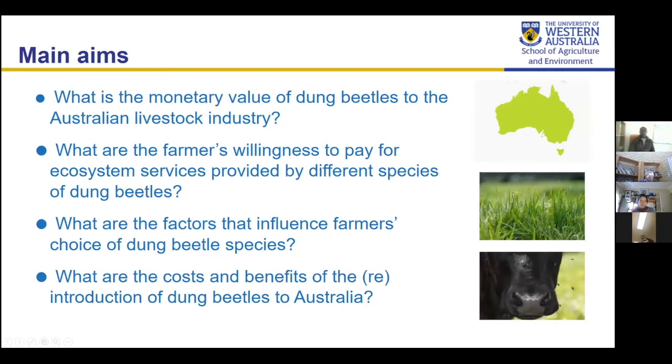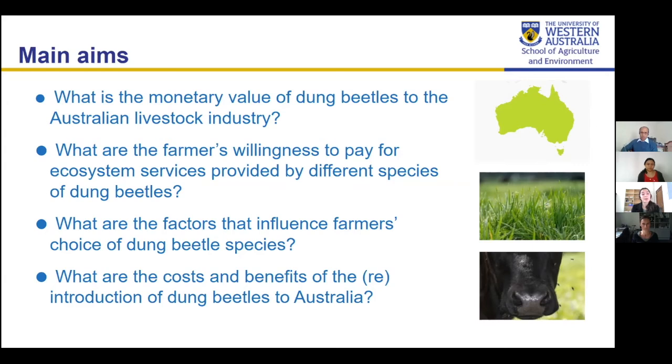There are four main aims. The main aim is: what is the monetary valuation of dung beetles to the Australian livestock industry? The second and third come along together: what are farmers' willingness to pay for ecosystem services provided by different species of dung beetles, and what factors influence farmers' choice? I want to have a dollar value for the different dung beetle attributes.